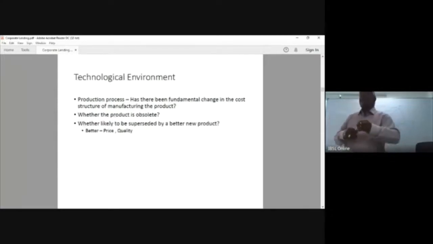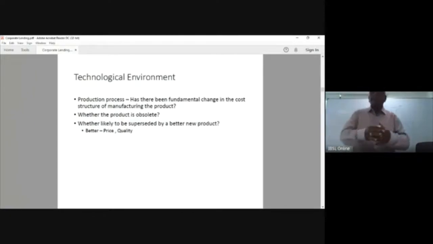Then the technological environment. This is a very important thing at the present stage. Production process: has there been a fundamental change in the cost structure of manufacturing the product? Whether the product is obsolete.